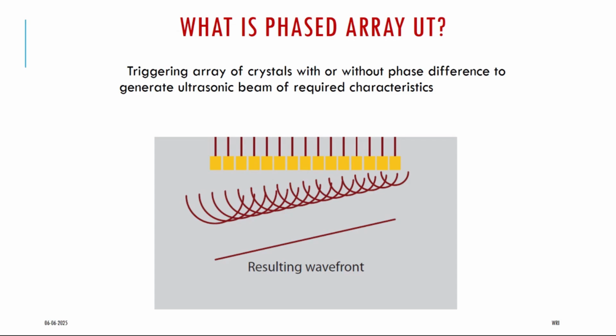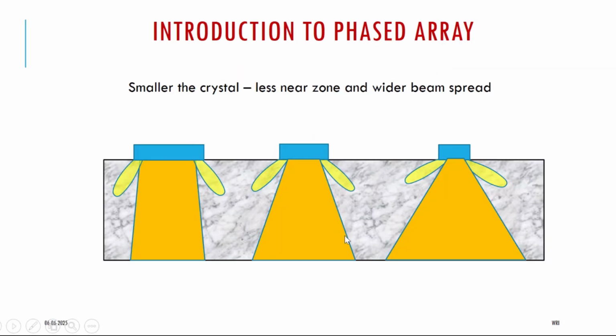Why is phased array used? Triggering an array of crystals with or without phase difference generates the ultrasonic beam of required characteristics like this. This is the resultant waveform, because in a PAUT probe there are so many crystals in a single probe. Each and every single crystal creates the ultrasonic wave. So all the waveforms are accumulated. Thereafter it will give the resultant wavefront like this.